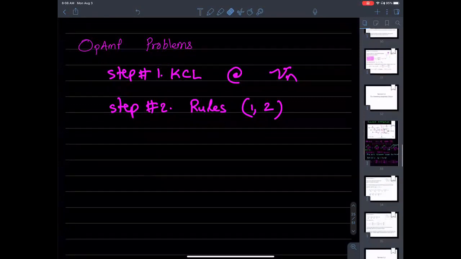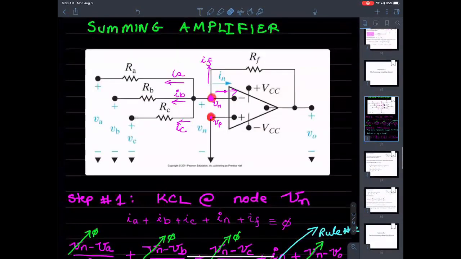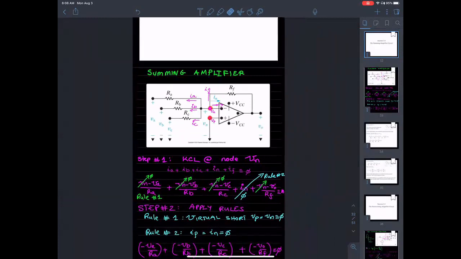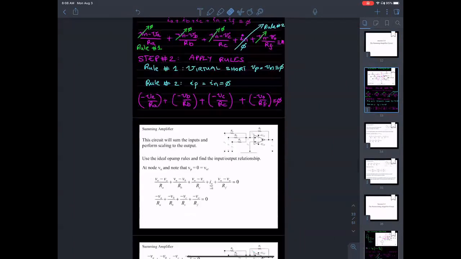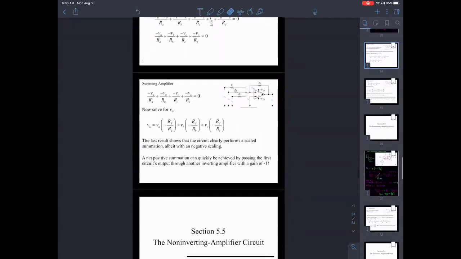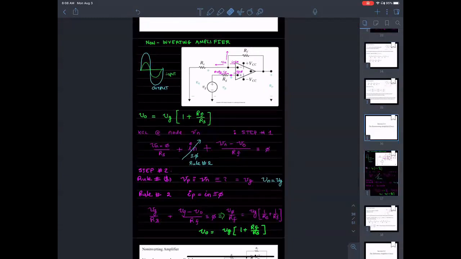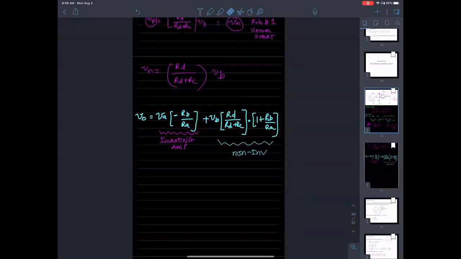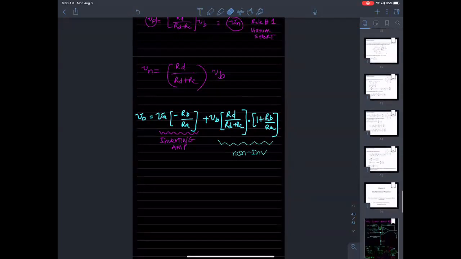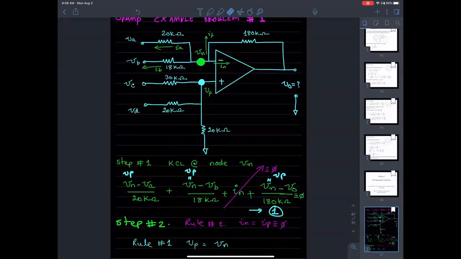Let's see if we can look at this in action one more time. We did a bunch of problems on how to solve these circuits, and then I showed you how the results are obtained. Here is an example problem we did.